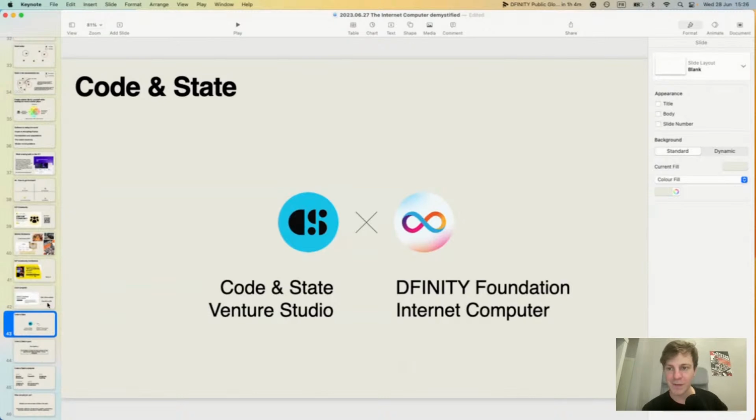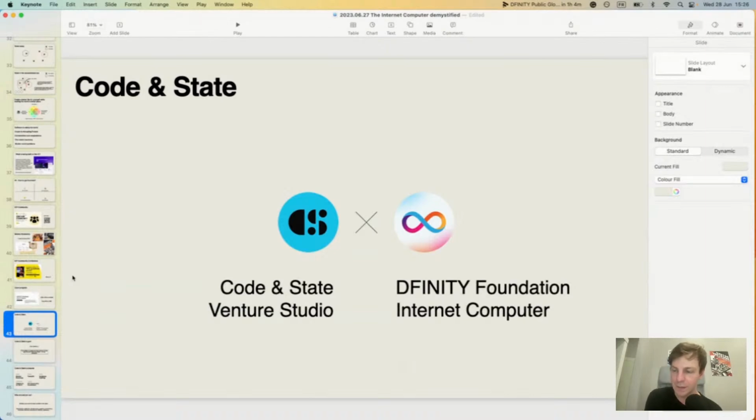Okay, and finally, Code and State. What is Code and State and how can we help you? We have the DFINITY Foundation. This is the foundation I didn't talk too much about, but they created the Internet Computer, the protocol for it. You have the Ethereum Foundation for the Ethereum network. DFINITY is the same for the Internet Computer. And they have been doing a great job with the protocol.